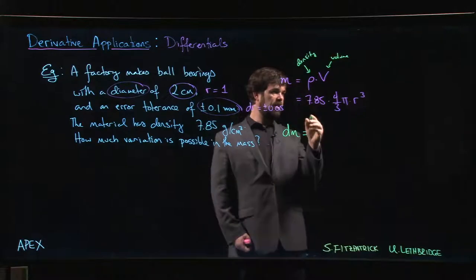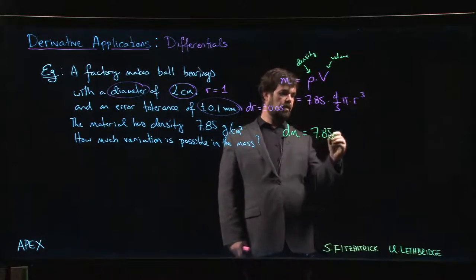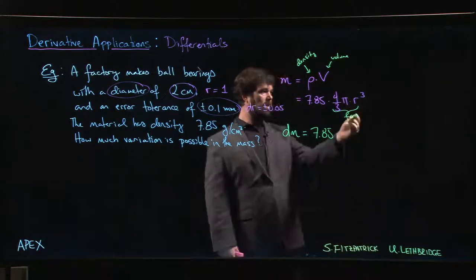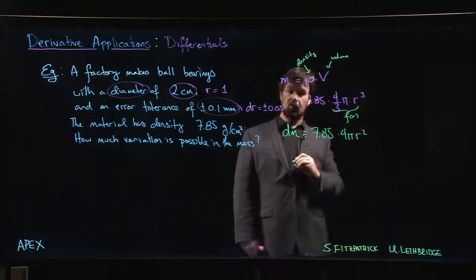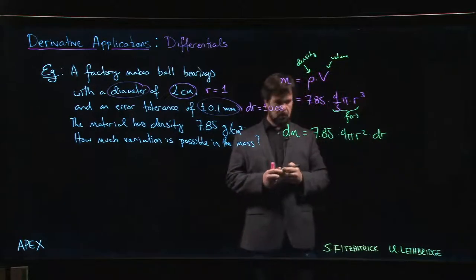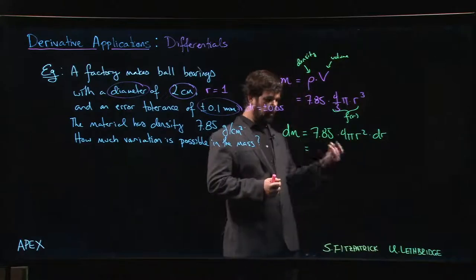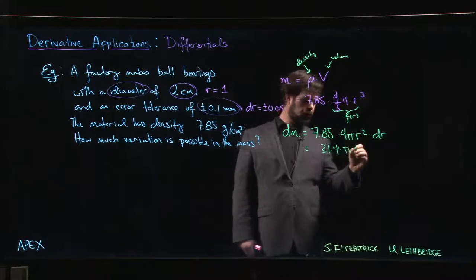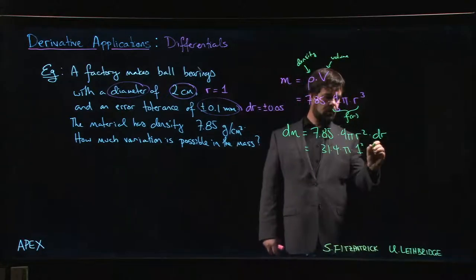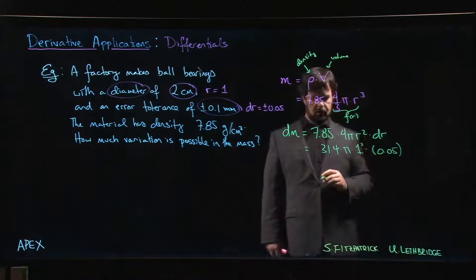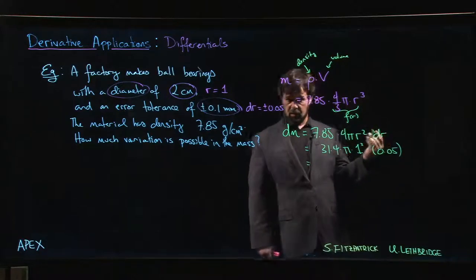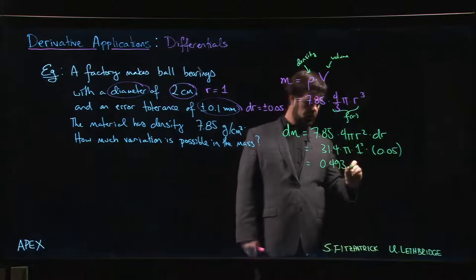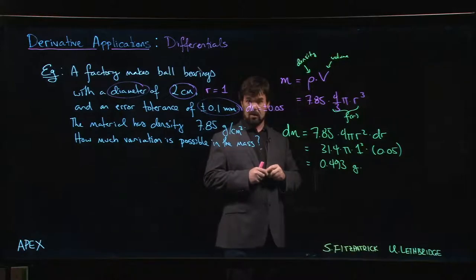dm is going to be 7.85 times, so we take the derivative here with respect to r. We have a function, think of this as a function of r. We want f prime. 3 comes down, 4 pi r squared times dr. Good. So we multiply all this out. This comes to 31.4 times pi times, well, the radius is just 1, times our dr, which is 0.05. This is obviously calculator work, but if you crunch the numbers on this, you're going to get 0.493. And that's going to be measured in grams.